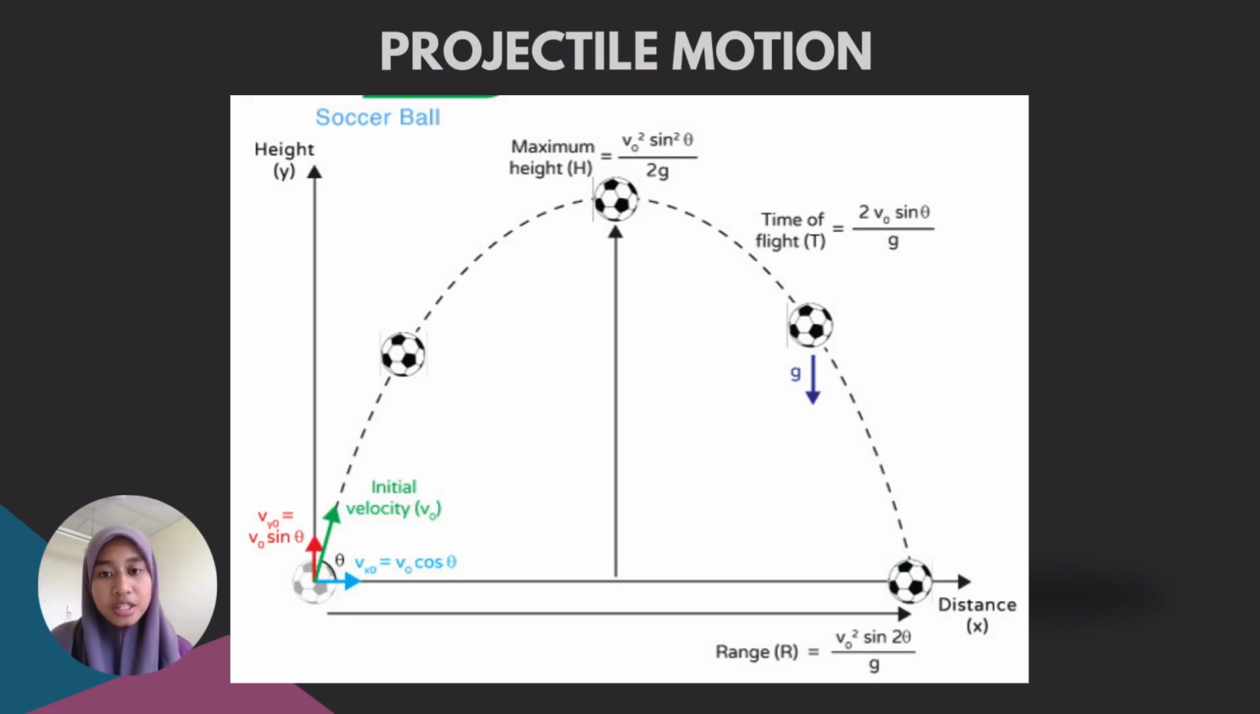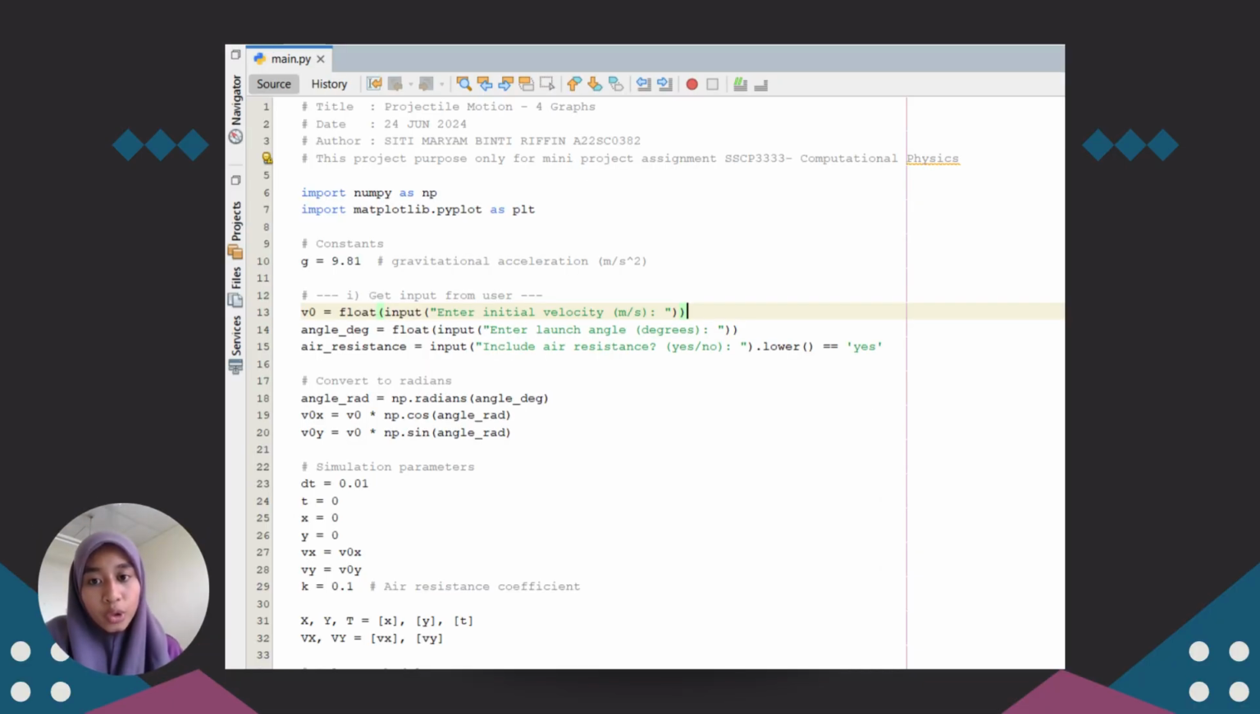As you can see, this picture shows projectile motion. As an example, this ball is launched from the initial position with an initial velocity, reaches the maximum height, and then comes back down. Now we move to the coding.